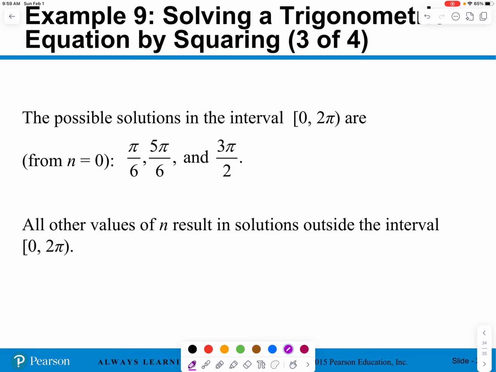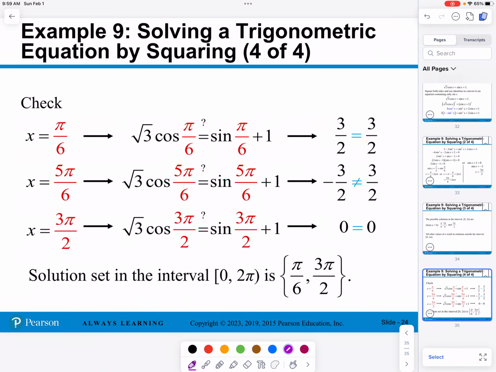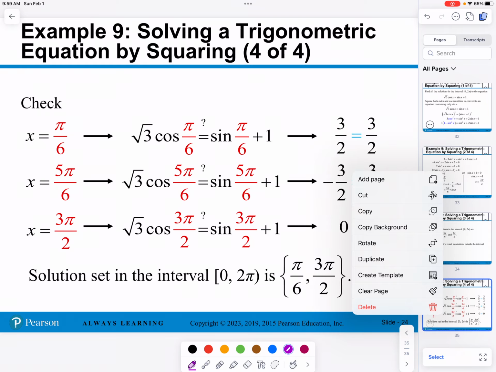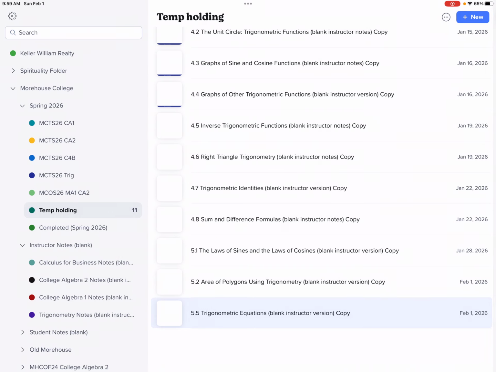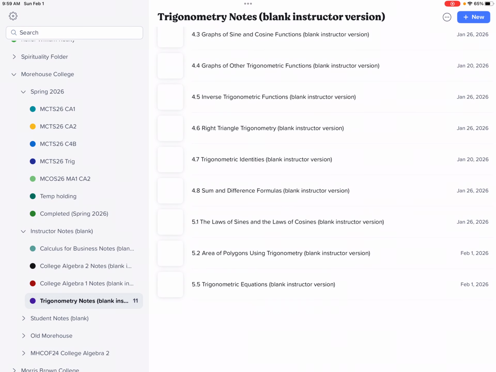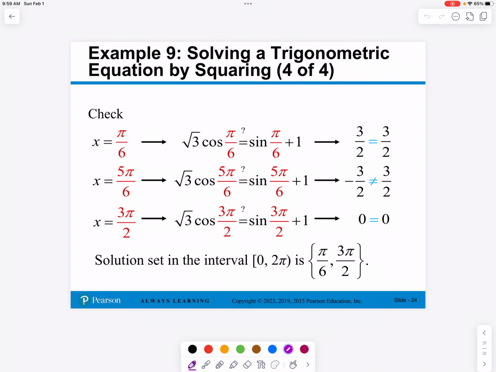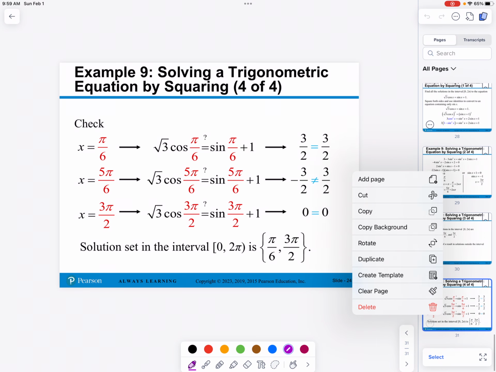Okay, that was an adventure. Okay. And let me add a page. Let me go ahead and do that in my instructor notes as well. Let me back up real quick. Blank instructor notes. This one. I think everything else was fine. I'm going to add a page here.